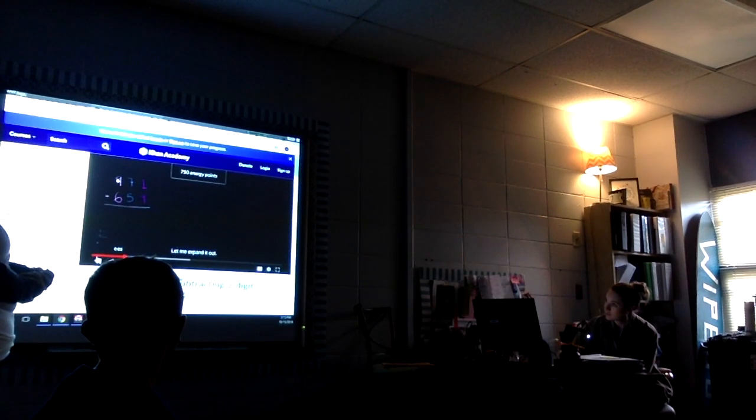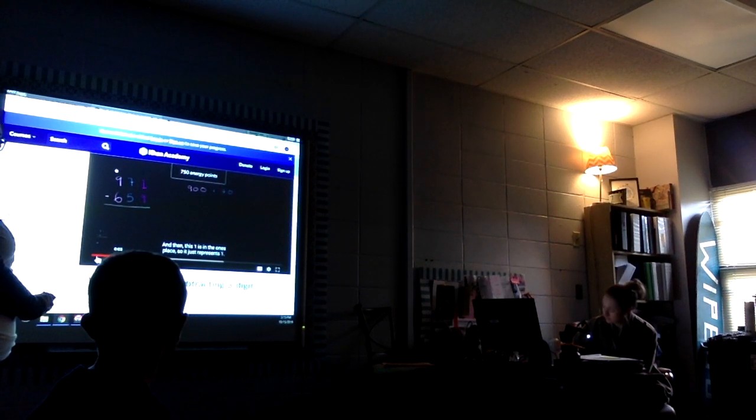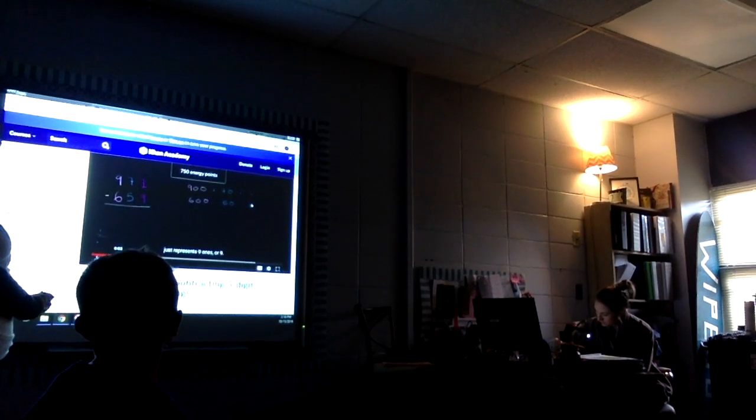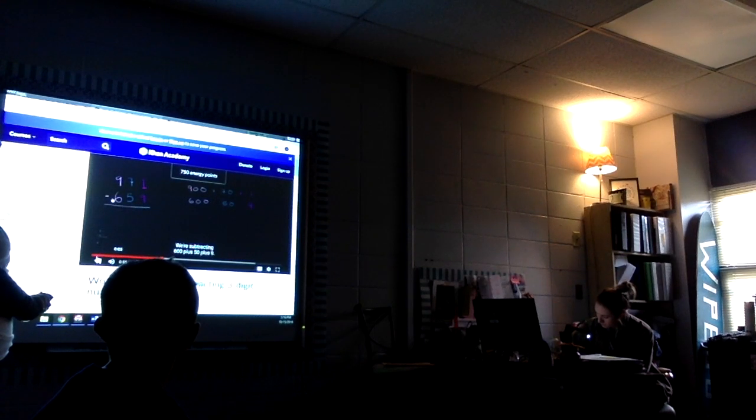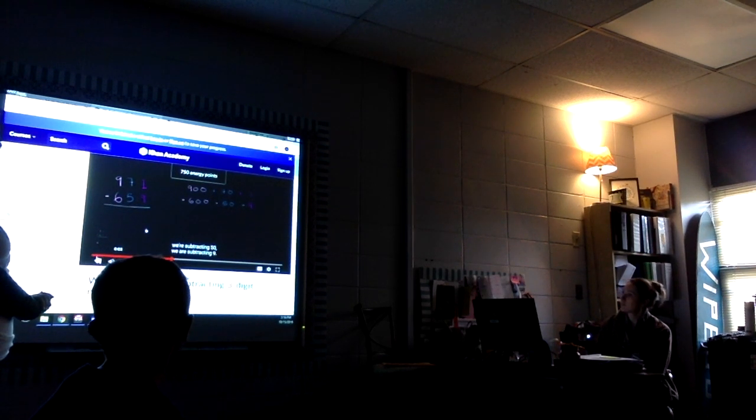Let me expand it out. So this 9 is in the hundreds place, so it represents 900. The 7 is in the tens place, so it represents 7 tens. And then this 1 is in the ones place, so it just represents 1. And then down here, this 6 represents 600. This 5 represents 5 tens, or 50. And then this 9 still just represents 9 ones, or 9. And we're subtracting this. We're subtracting 600 plus 50 plus 9. Or another way of thinking about it, we're subtracting 600, we're subtracting 50, we are subtracting 9.